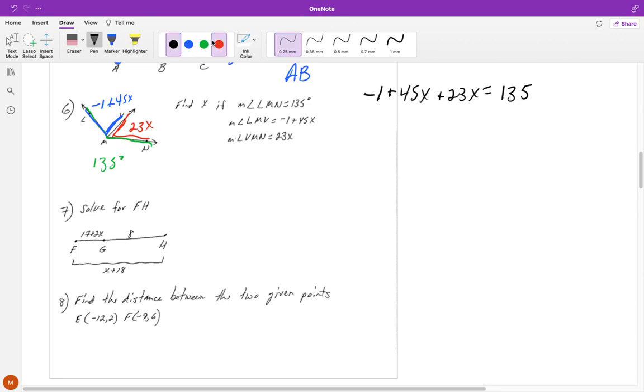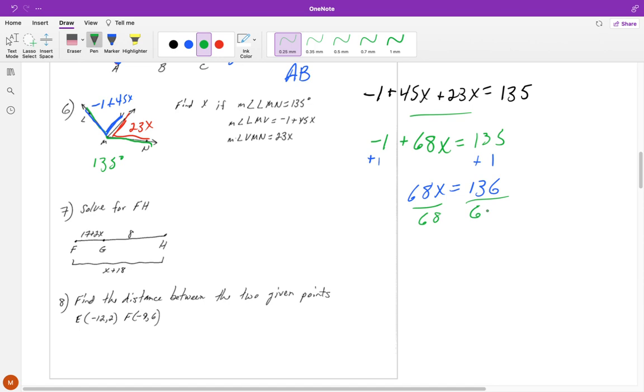And by doing that first, we're going to combine our like terms. So we have negative 1 plus 68x is equal to 135. And then we're going to add over the 1 to both sides. So 68x is equal to 136. And then we will divide each side by 68. So x is then equal to 2.